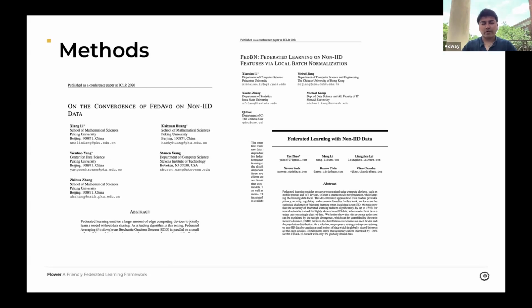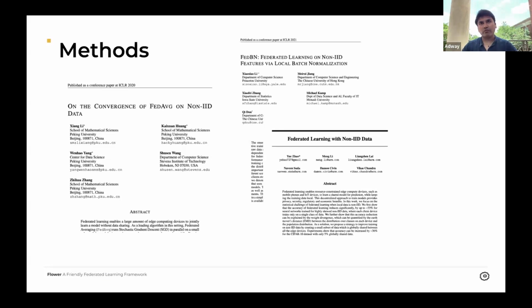There was a seminal paper at ICML 2020 which talked about the convergence of FedAvg on non-IID data. The TLDR from that paper was, if you want FedAvg to converge on non-IID data, you need to have some sort of dynamic weight decay.